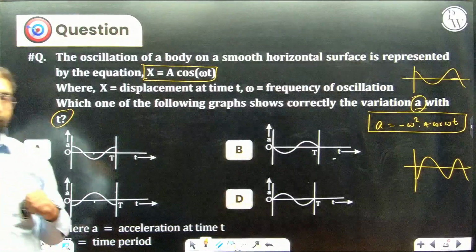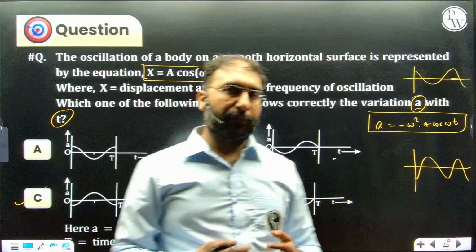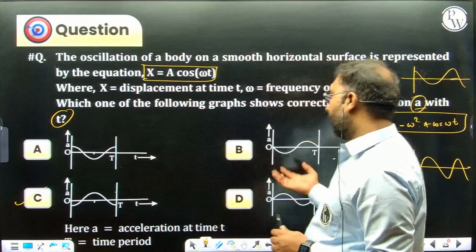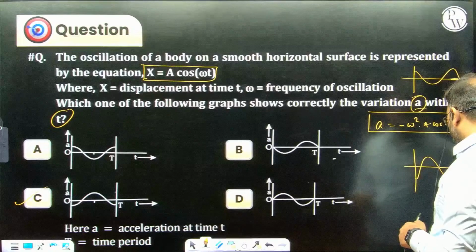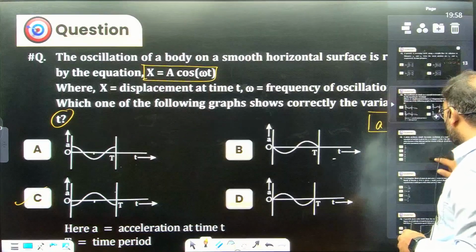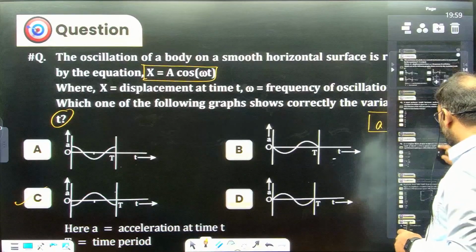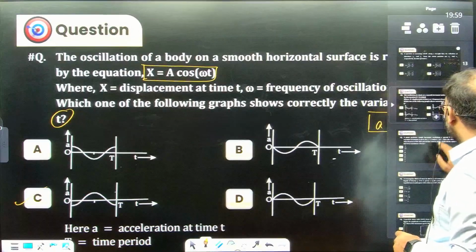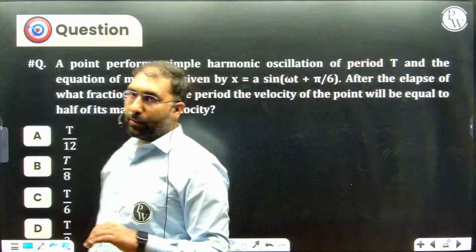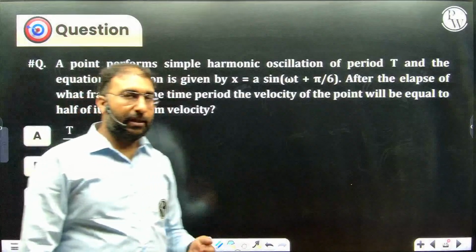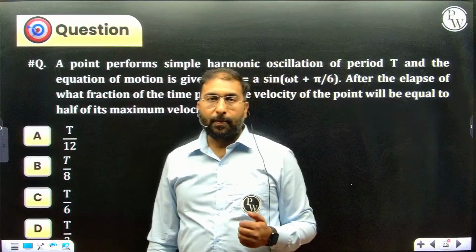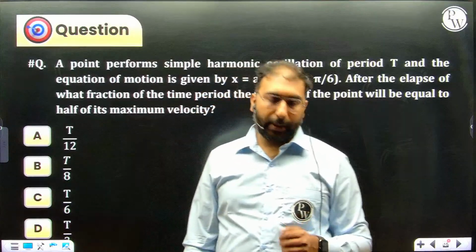So I have covered most of the concepts of this chapter, oscillation, okay? And I have given you a brief idea by solving 2-3 questions. I have added a few more questions for you as homework, so you can try doing these questions, okay? If you find any question tough, you can write it in the comment box, and I'll be more than happy to answer those questions in reply in the comment box, okay?